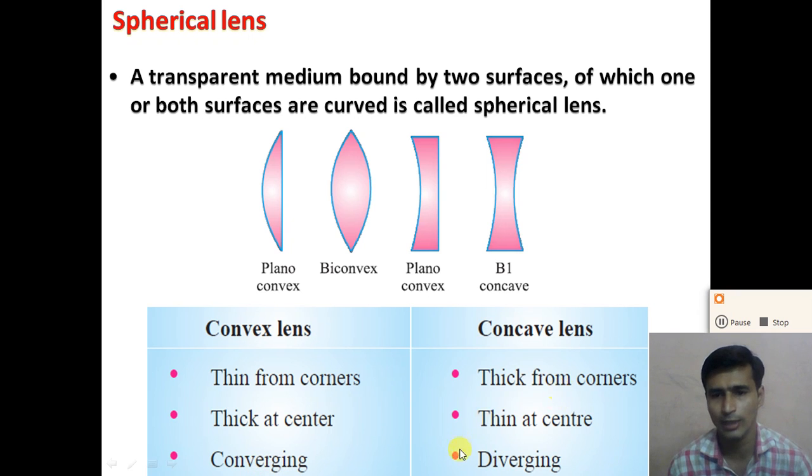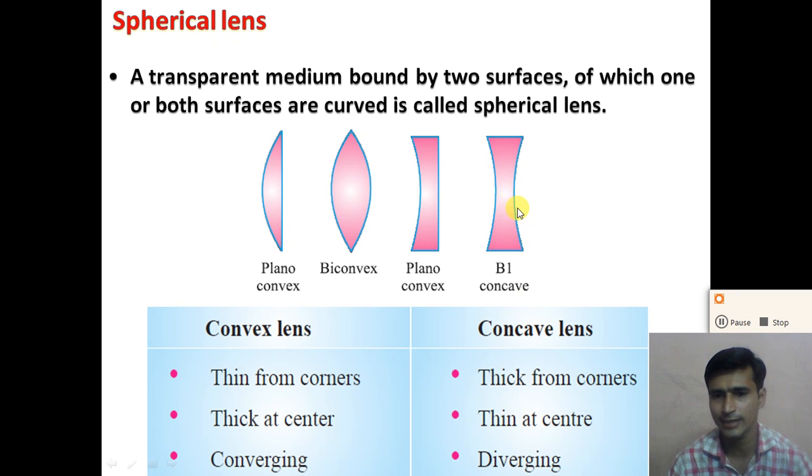So in the concave lens, what do you mean by the concave lens? When both the surfaces are curved in an inward direction, the lens is called the concave lens. The concave lens is thicker at the corner and thin at the center, right?